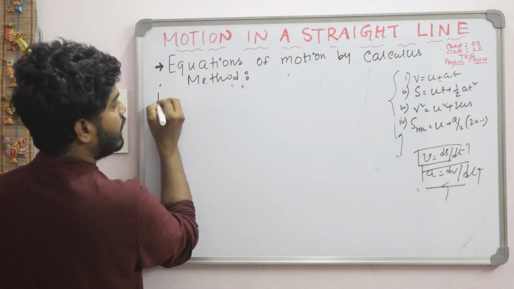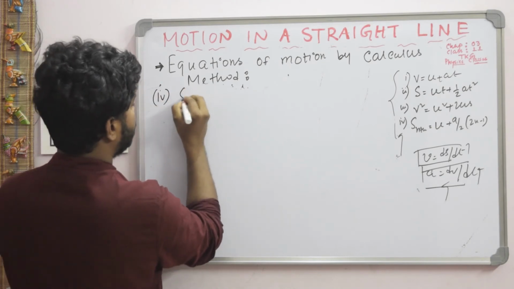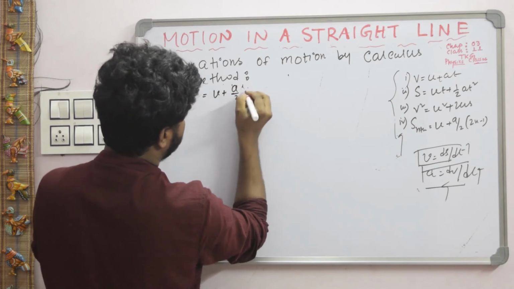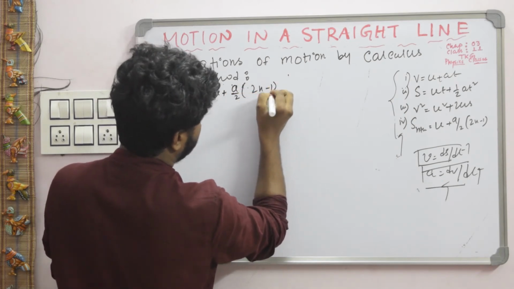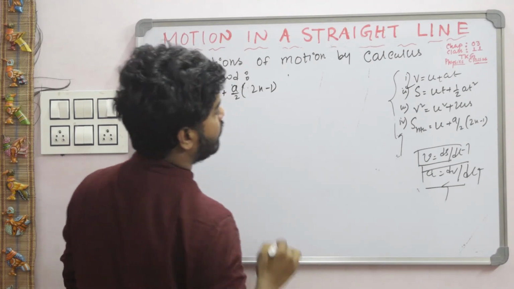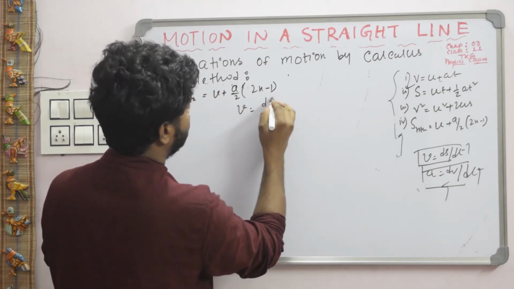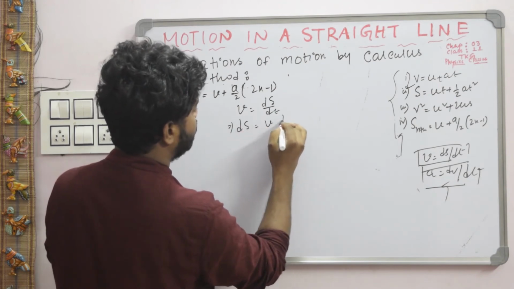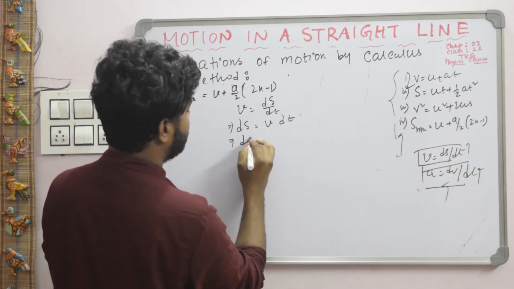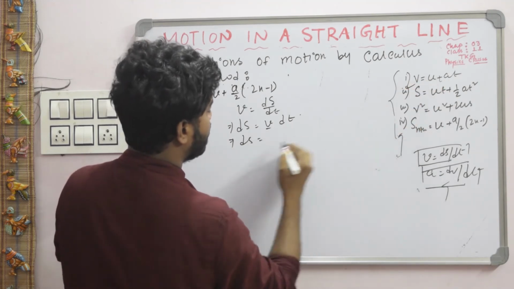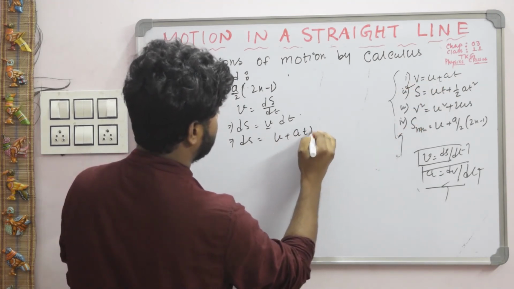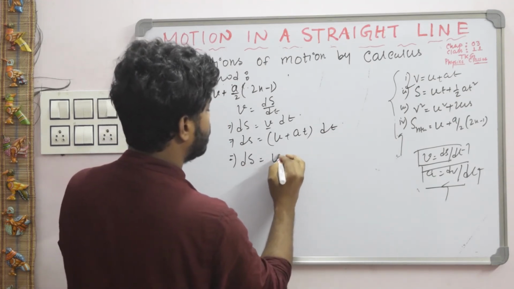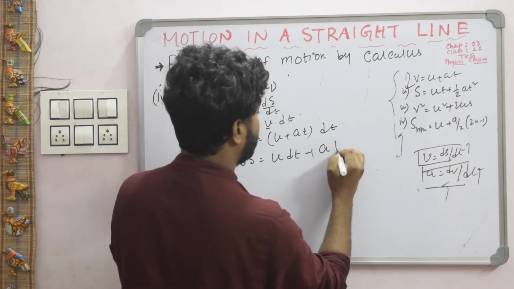Same method, similar to the second equation. Fourth equation, that is s nth is equal to u plus a by 2 into 2n minus 1. You know the method for solving the second equation, that is v is equal to ds by dt. So from here ds is equal to v into dt. Then in the place of v you can write u plus at, that is ds is equal to u plus at into dt. Now simplify, that is ds is equal to u dt plus at dt.